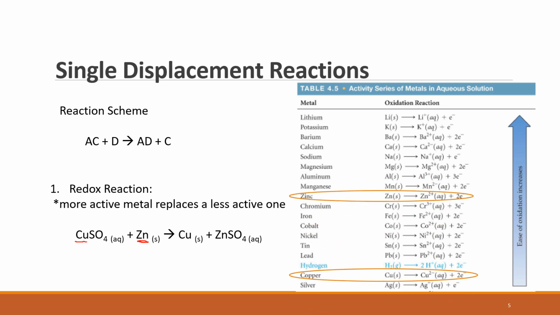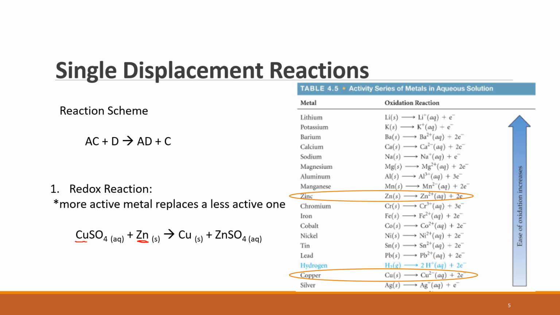Zinc is the metal that's trying to replace copper, and notice it is much higher on the activity series. Since it is higher on the activity series, that means yes, it will replace copper, because it's more active than copper and it can replace copper. So that's how we're going to be using that table. We will look at that table a lot more during lab and when we talk more in depth about redox reactions.